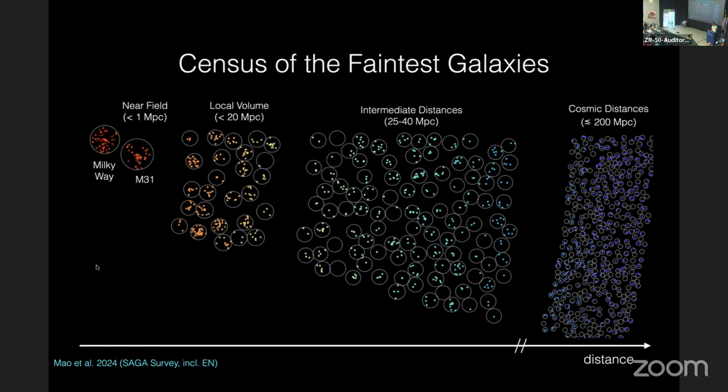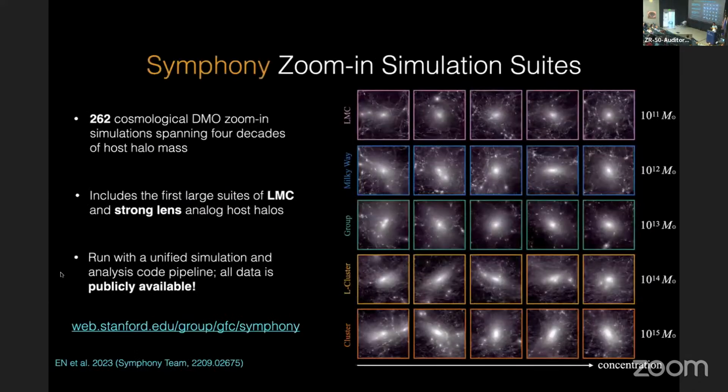Very briefly on the modeling end, I just want to advertise two recent simulation efforts that were put out in the last years. One is the Symphony suite of zoom-in simulations. Here, our goal was to scan over a very wide range of host halo masses and then run high-resolution N-body simulations to resolve their substructure with high fidelity. All of this data is publicly available. I encourage you, if you're interested, to check it out and play around with it.